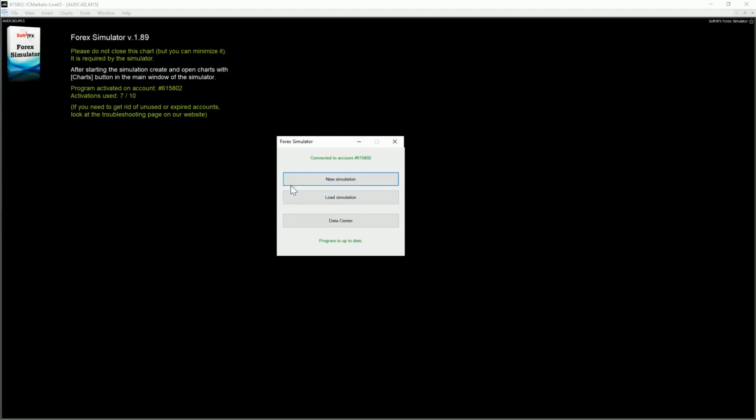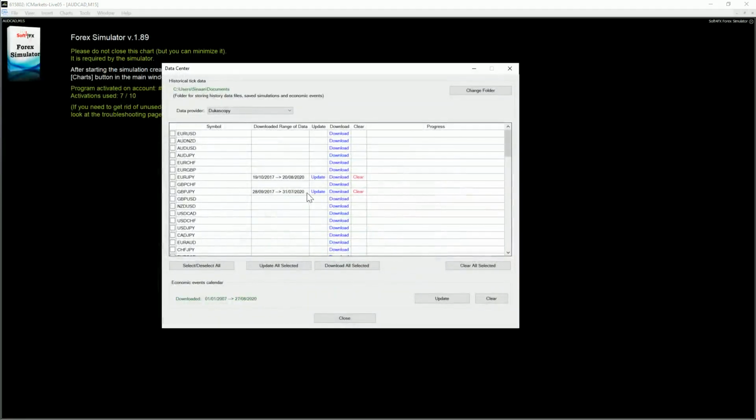Once you install this, I highly recommend you get it. Once you get the simulator, you will get two licenses. So maybe team up with someone and pay half and half, and two people can share one account. Just got to make sure that GBPJPY is all updated and downloaded. Okay, it's updated. Got to update the news calendar here.